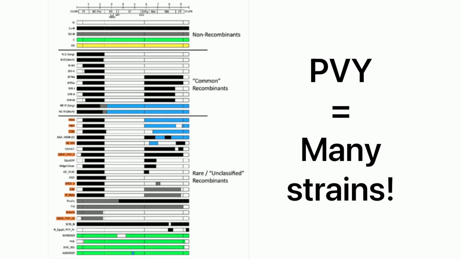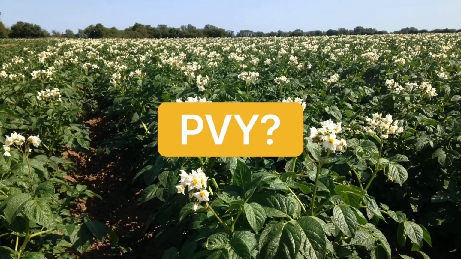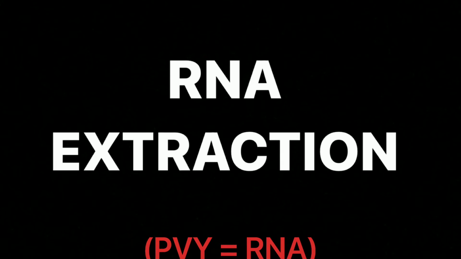But did you know that PVY is actually made up of numerous strains, and that only some strains induce PTNRD in potatoes? That is why a grower might want to find out the identity of a PVY strain in their field. One of the services Idaho Crop can offer is PVY Strain ID, and I am going to walk you through the process. First, we are going to start out by doing an RNA extraction.